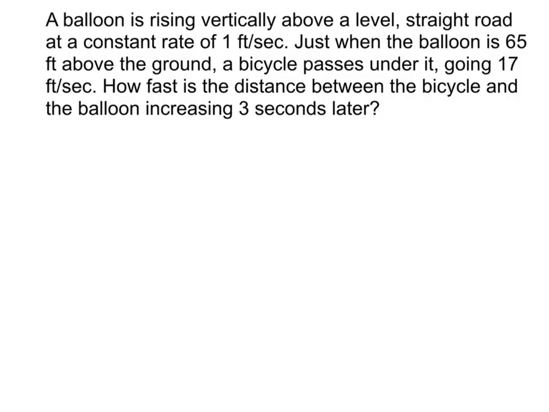Okay, so again, we need to identify the information that I know. I know the vertical change for the balloon is 1 foot per second. I also know that the bicycle is traveling at 17 feet per second. And another key part on this one: I know the balloon was 65 feet above the ground when the bicycle passed directly underneath it. And what we're looking at is what's happening 3 seconds later.